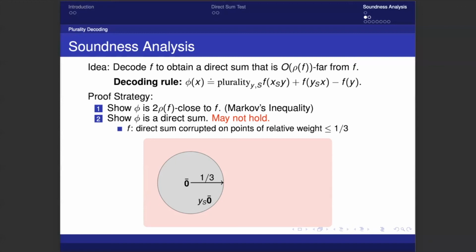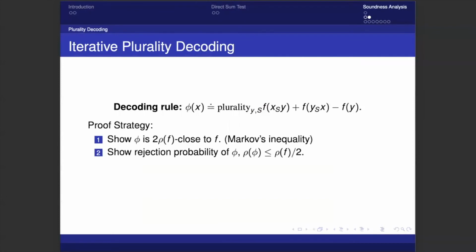So in order to get around this, we need to relax what we require of the function phi. So instead of asking for phi to be a direct sum, we're going to ask for something weaker. We're just going to require that the probability that phi is rejected by our test is half of the probability that f is rejected by the test. Okay, so this is our progress measure.